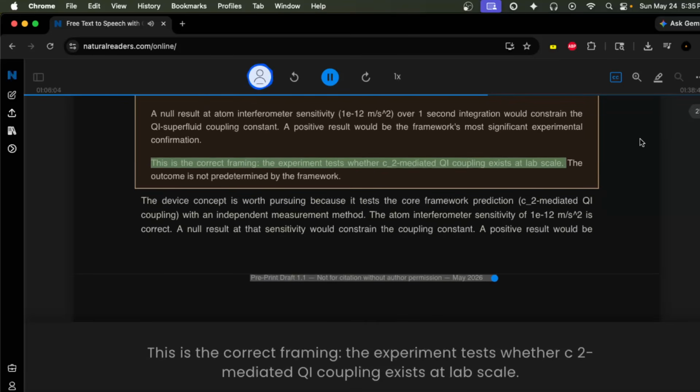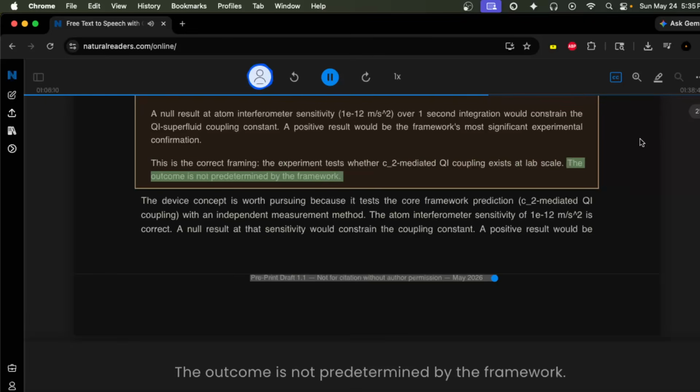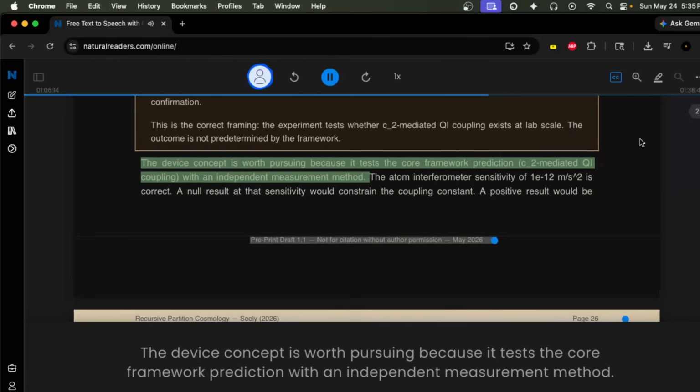This is the correct framing. The experiment tests whether C2-mediated Qi coupling exists at lab scale. The outcome is not predetermined by the framework. The device concept is worth pursuing because it tests the core framework prediction with an independent measurement method.